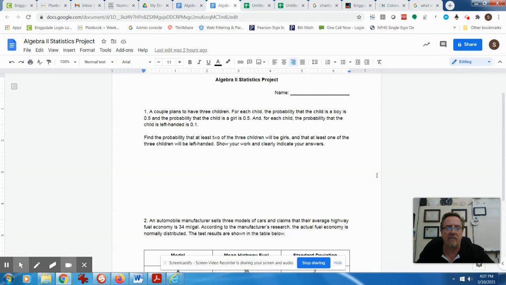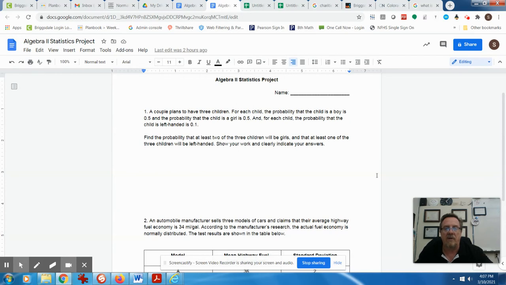It says a couple plans to have 3 children. And for each child, the probability that a child is a boy is 0.5, and the probability that the child is a girl is also 0.5. So we have a 50-50 chance. Here we have a situation where they're either boys or they're girls. We're not going to consider anything else.